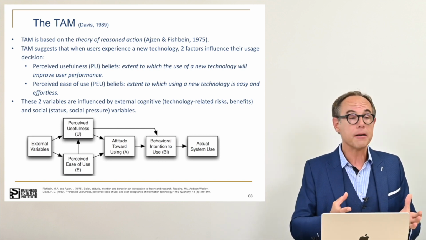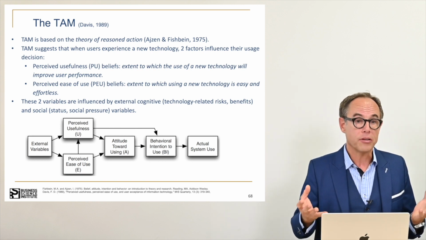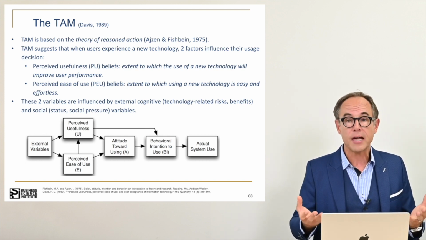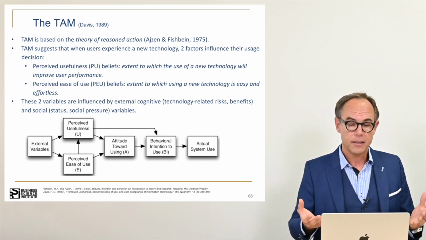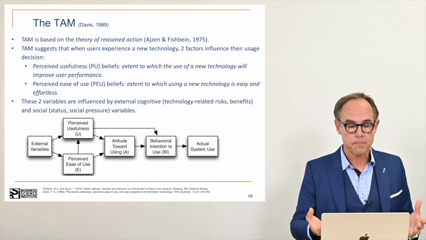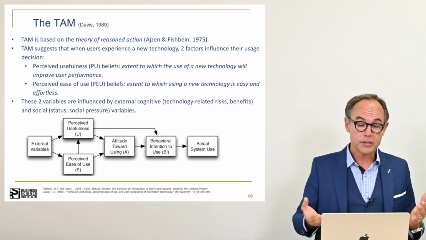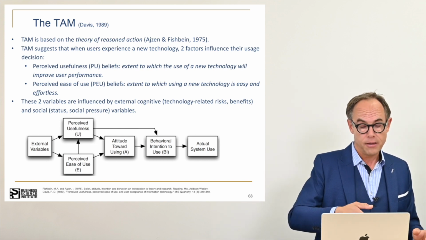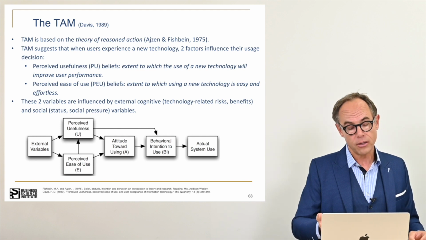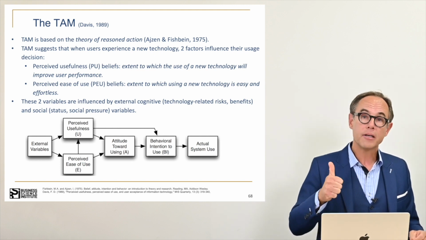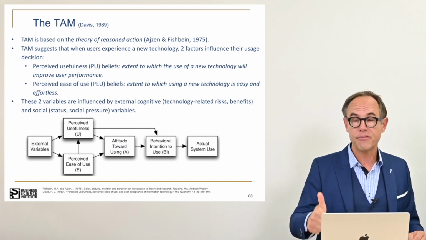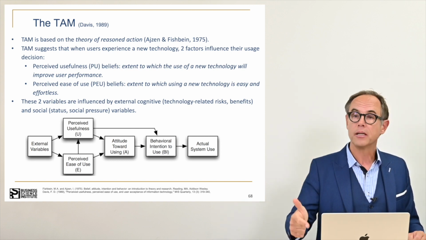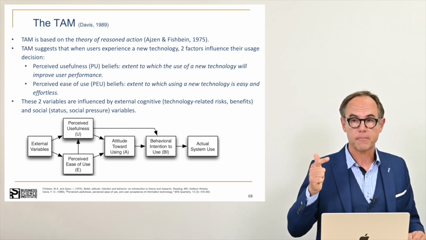These are the basic variables which are still relevant, but today we know that these 2 variables are not enough to explain technology adoption. But at the time, 40 years ago, they were sufficient to explain the attitudes towards using a technology, and above all to explain the dependent variable, which is the behavioral intention to use the technology, and subsequently the actual use of the technology.